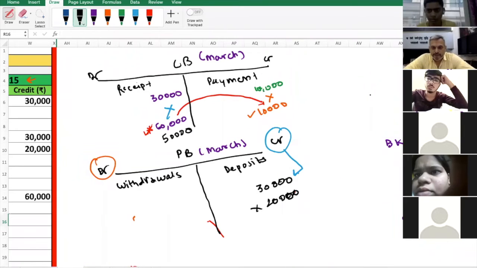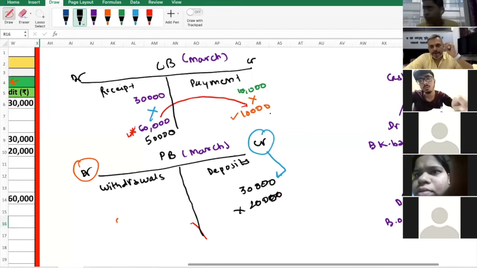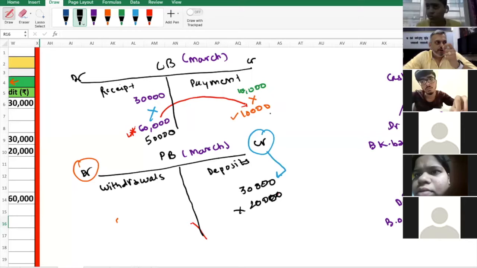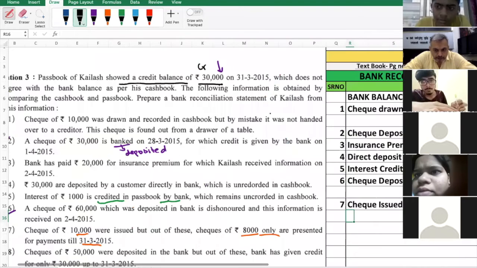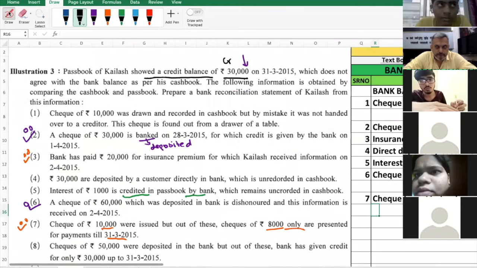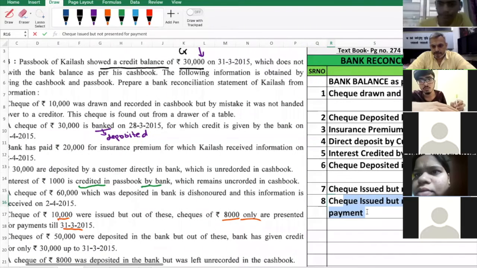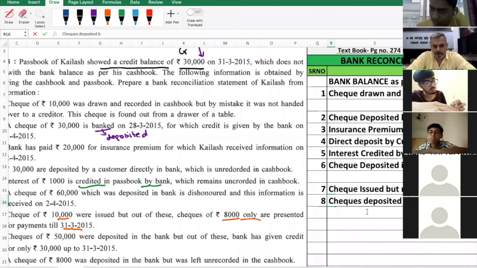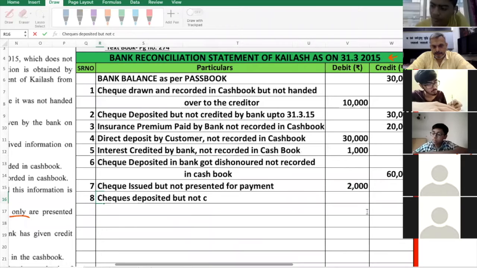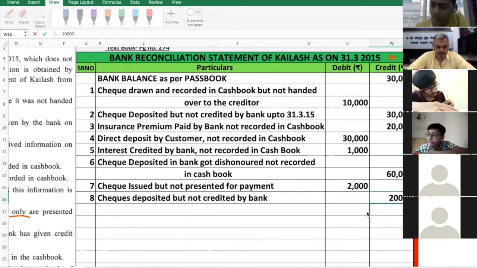Understood this? Yes, sir. Okay. So that is how you have to get the answer. In case of any confusion, you scribble like this to get the correct answer. Got it? Now, let's record this in BRS. 8. Checks deposited but not credited by bank. 20,000 on the credit side.